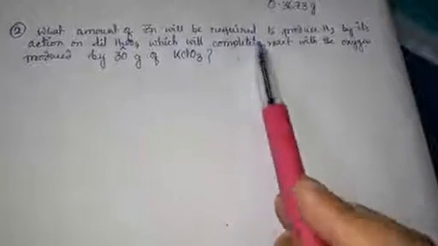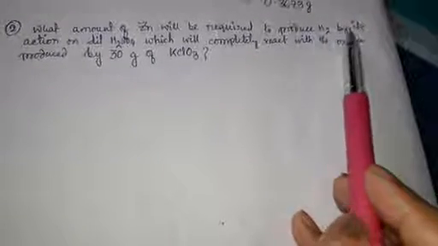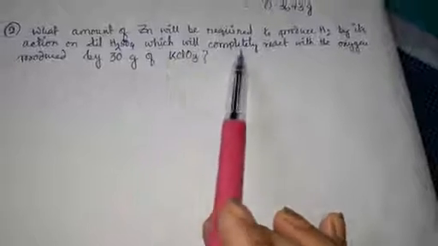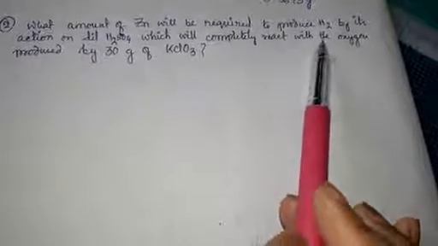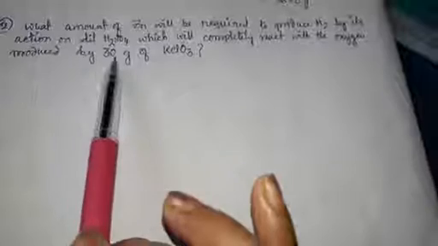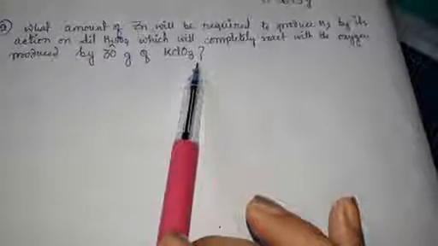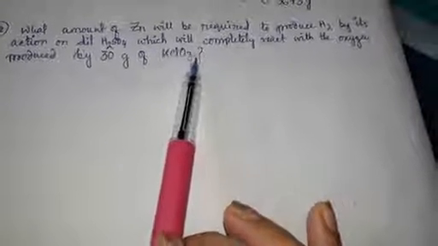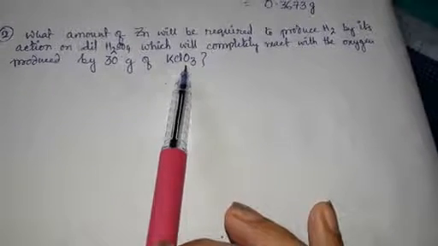What amount of zinc will be required to produce hydrogen by its action on dilute sulfuric acid, which will completely react with the oxygen produced by 30 gram of KClO3. So before solving the numerical problem, we have to understand which chemical reactions we have to consider.